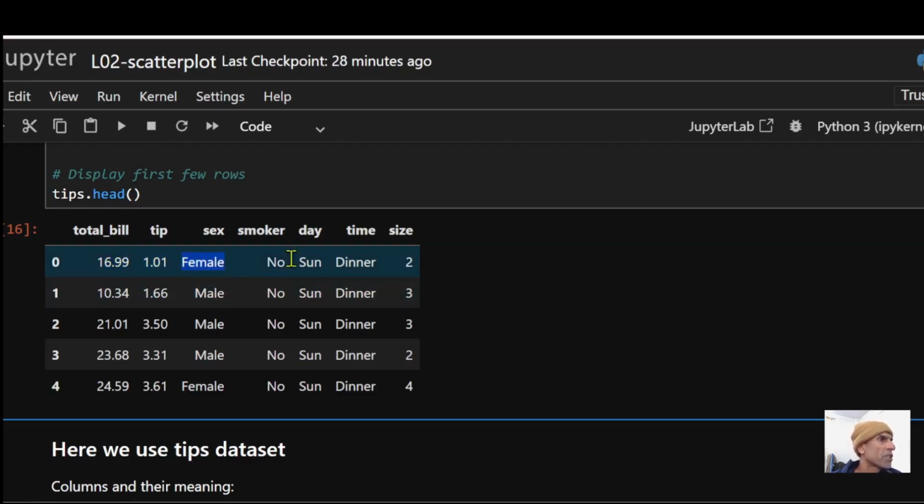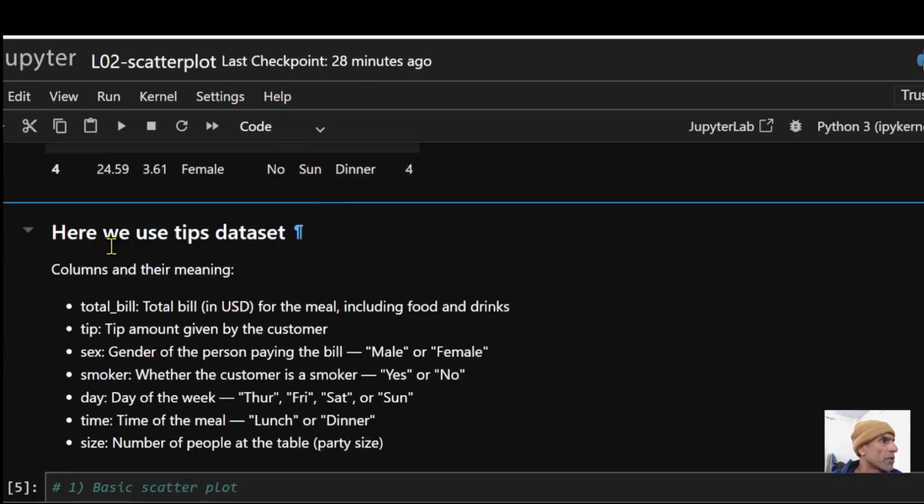And this was a female customer. Did they smoke? The answer is no. This customer did not smoke. And what day was it? It was Sunday. What time was it? Well, it was dinner time. So there are two types of time over here: dinner and lunch. How many people were there in the group? In this case, it says two. So there were two customers in this particular instance. And so this is what this tips dataset is all about.